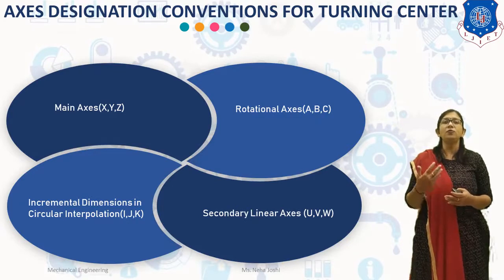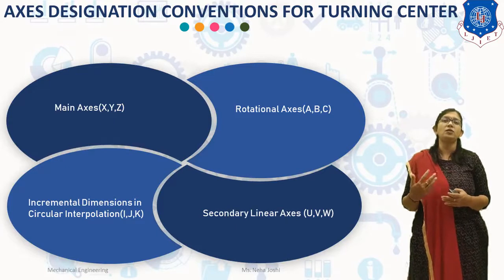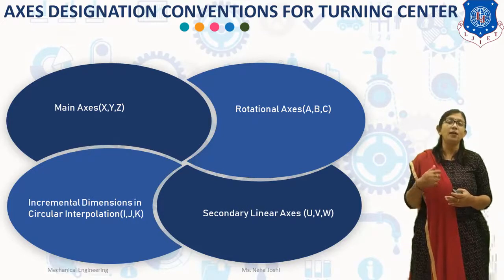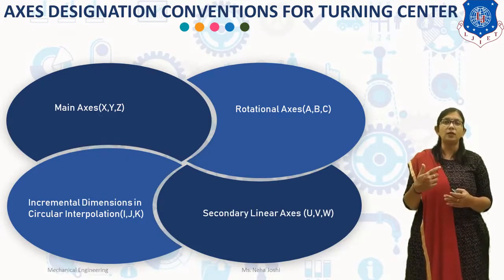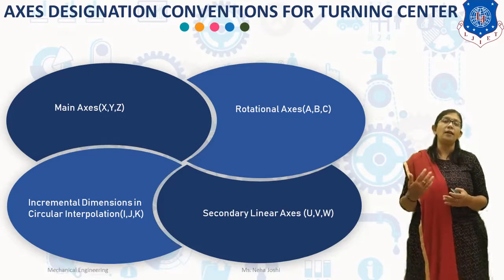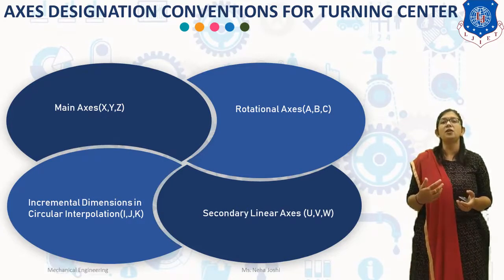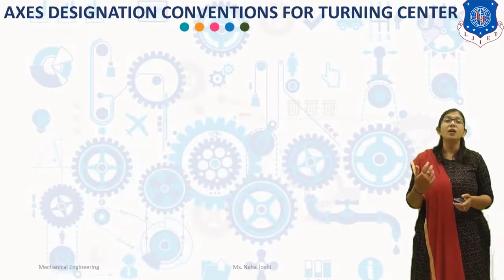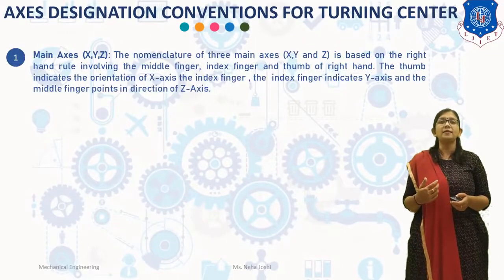Axis designation for each type of machine tool is suggested by the Electronic Industries Association. The different categories of axes used in an NC-CNC machine, as you can see here: first one is main axis XYZ, then second one is rotational axis ABC, then third one is secondary linear axis UVW, and the next one is incremental dimension in circular interpolation IJK. Now the first one is main axis XYZ.